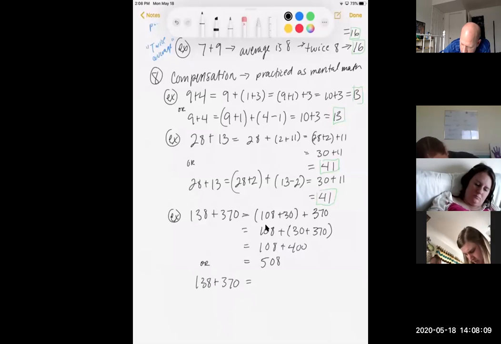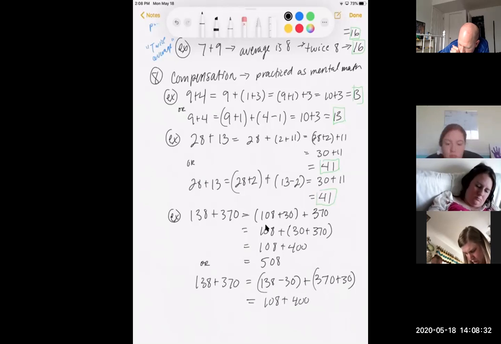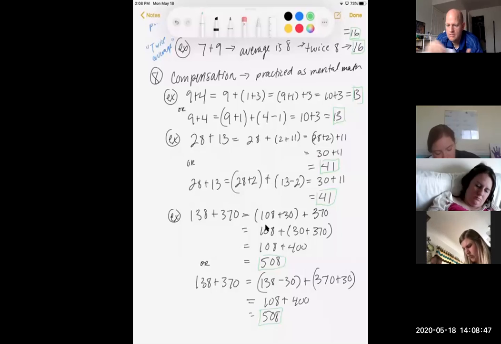The other way you can do that is I'm going to say, okay, I'm going to do 138 minus 30, because I want the 370 plus 30 to happen. So I think about this first, and then I compensate with that one. And when I'm done, I have 108 plus 400. That equals 508. So those are strategies for addition.